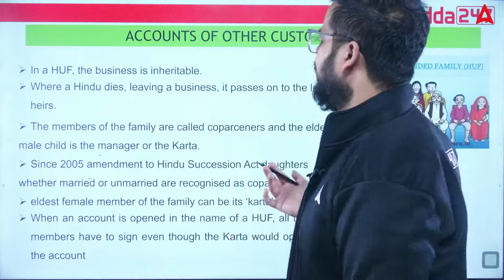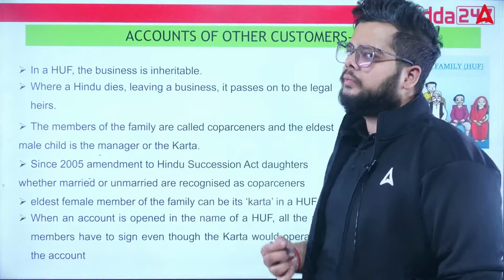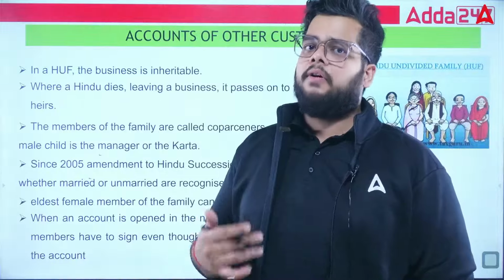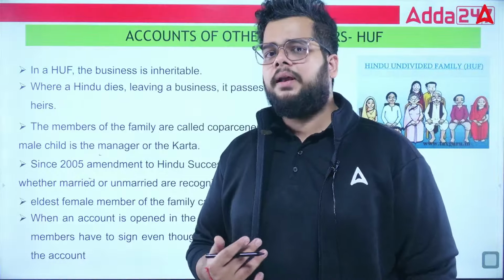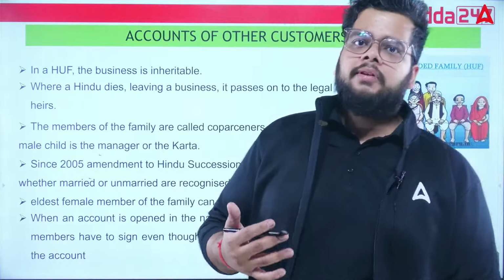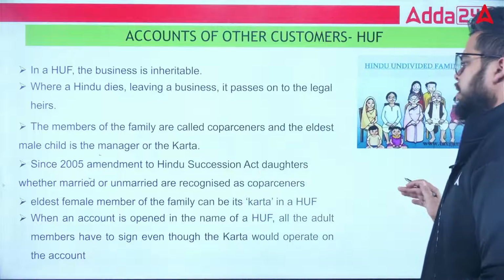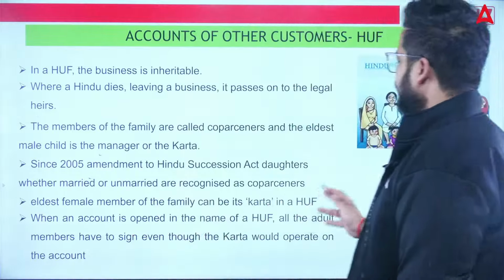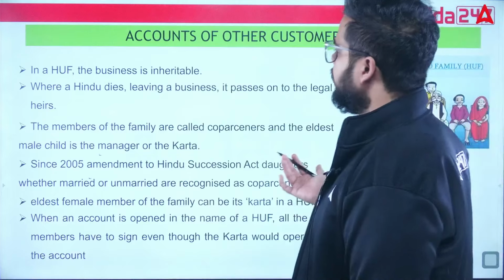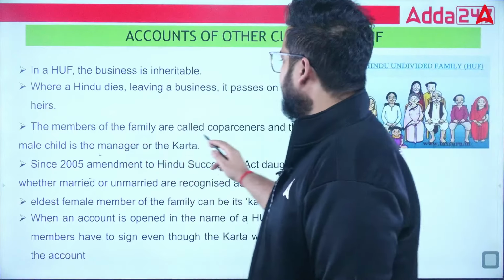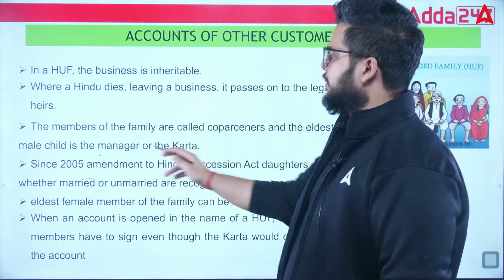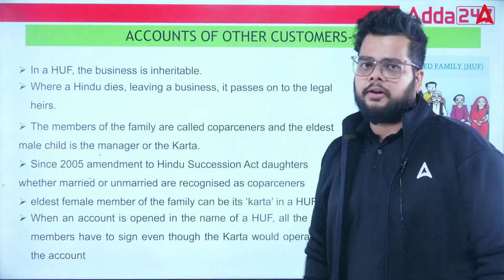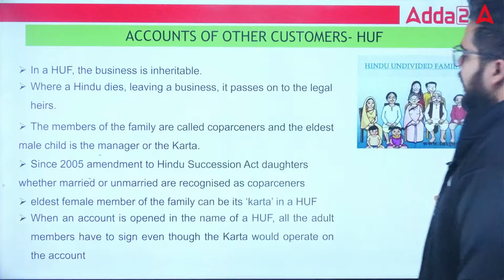And why it is there? So that we can go with the directions which are mentioned in the type of account. So HUF, always remember, the manager or the karta will be the eldest son. Fine. So here you can see that the eldest female of the family can also be the karta in HUF. Normally what we say, that the members of family are called co-partners and the eldest male child will be the manager or karta, but the amendment states that female can also be the karta of your HUF.